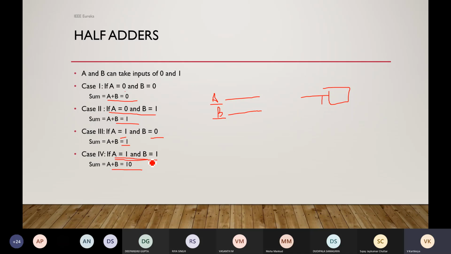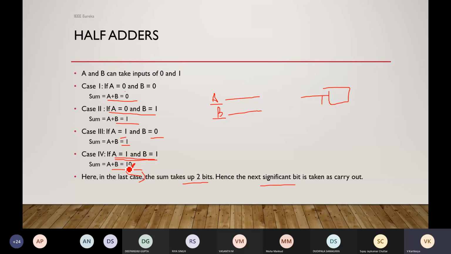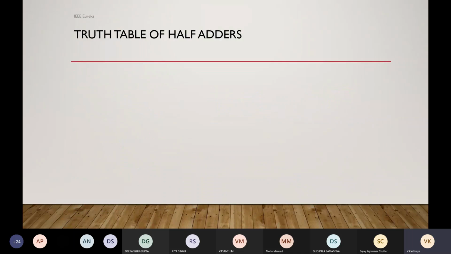So when you take the fourth case, 1 plus 1, you need 2 bits. The left bit, the sum is 0. Here the 1 is carried out. So the sum is called 0 here, and the 1 is called carry out. So in the last case, the sum takes up 2 bits, as I said. The next significant bit, that's basically the one to the left of it, is called carry out.